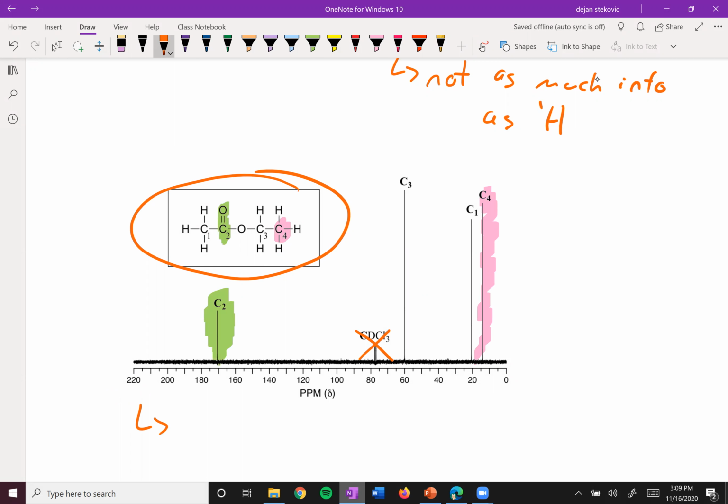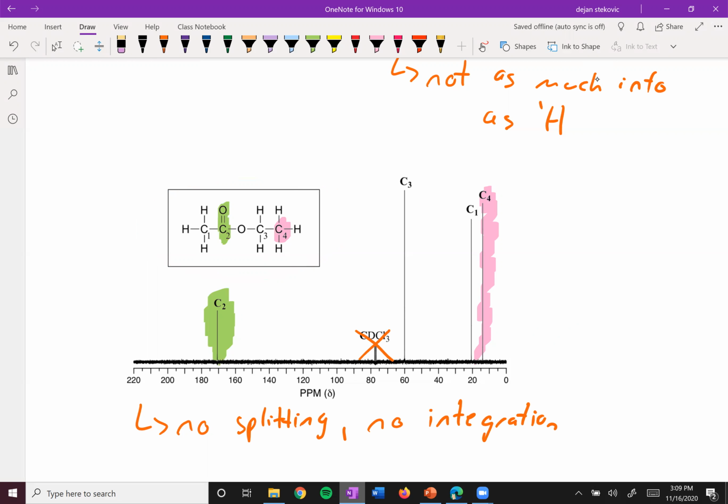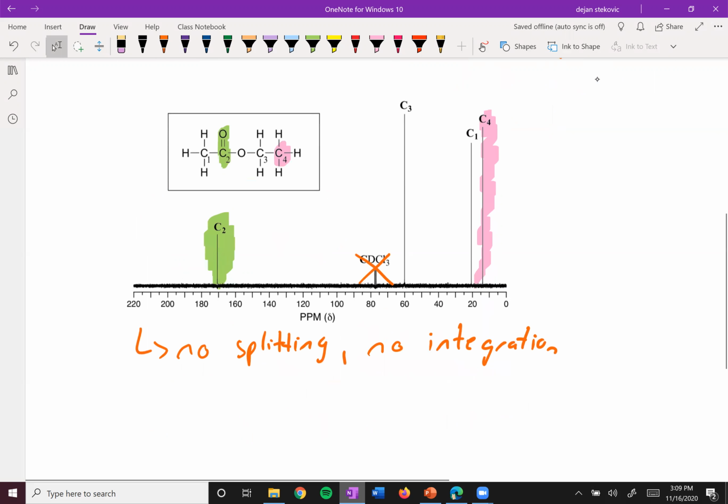Something you'll notice is that they're all just regular straight lines, so there's no splitting here. There's no doublets, no triplets, nothing like that. And another thing is that there's no integration. For example, in this compound, we have 4 unique carbons, and yet this peak is like half the size of this one, but they both represent 1 carbon. So with no integration, you can't tell how many carbons a peak represents. It might represent 1 carbon, it might represent 2, it might represent 3. You don't know.